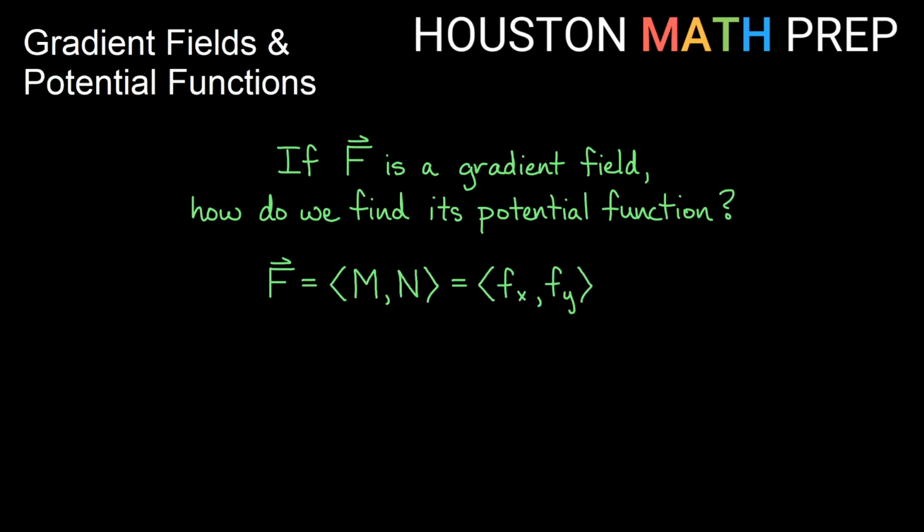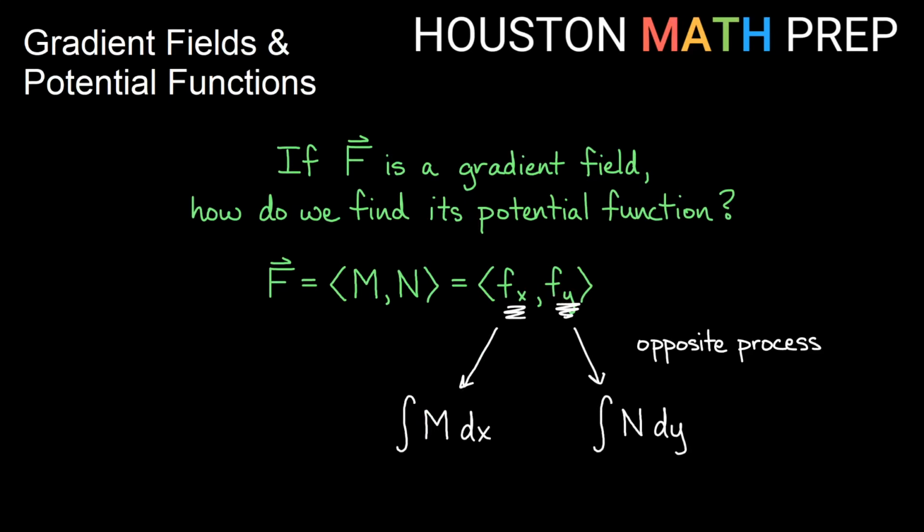If f is a gradient field, that means m is really some partial fx and n is really some partial fy. What we would need to do is undo the process that takes us to partial fx and partial fy. How would I undo getting the partial derivative with respect to x and with respect to y? Well, I would just simply do the antiderivative of those things with respect to the correct variable. So I'm going to take m and integrate with respect to x. I'm going to take n and integrate with respect to y, and that will give me my potential function.